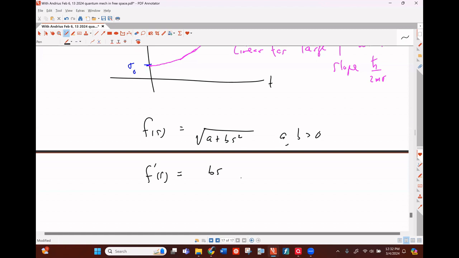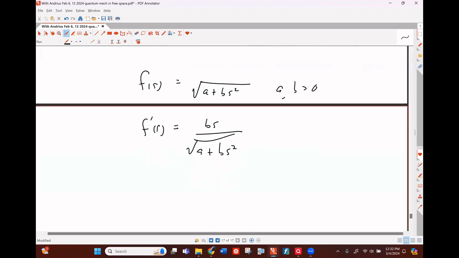It's going to be b times s over the square root of a plus b s squared, right? Chain rule. Wait, where's the one half? It should be the square root of one half. Oh yeah, the one half canceled with the 2 coming down from the power rule there. You can tell I've recently taught calculus. And you can tell I haven't recently studied calculus.